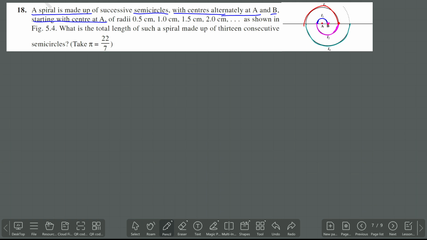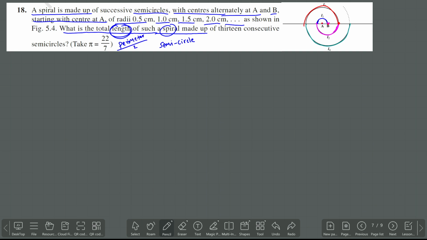Radii are given for the first semicircle, second, third, fourth, and it's going on like that. That means each time 0.5 is increasing. Have you noticed it? As shown in the diagram, what is the total length of such a spiral? The spiral is in the shape of what, my dear? Semicircle. It's important.